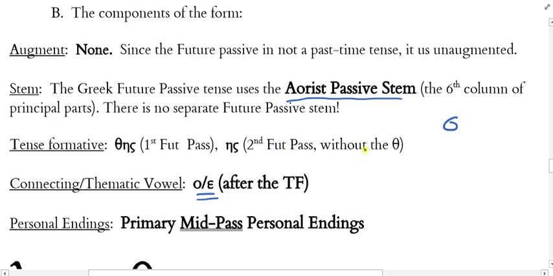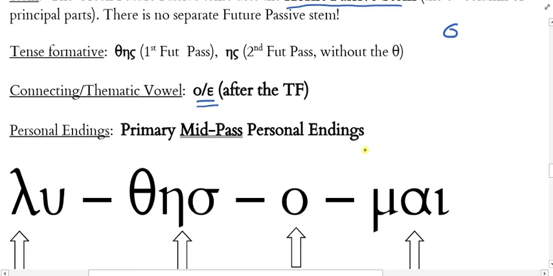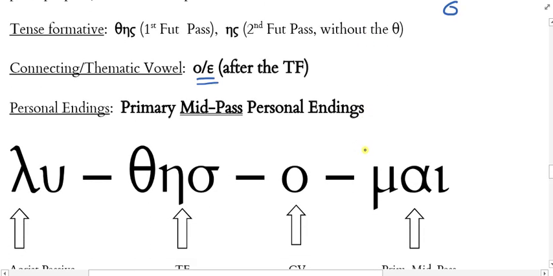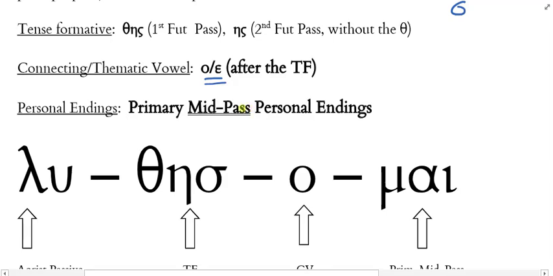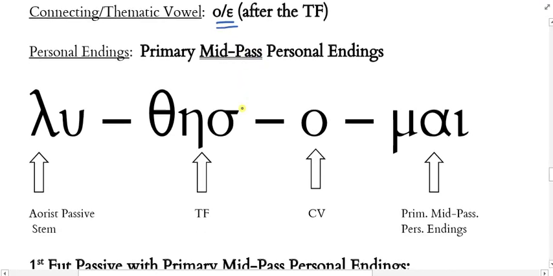And then for the personal endings, since we're outside of the augmented tense forms, outside of the past time, we are going to use the primary endings. But looky here, we are using the middle passive personal endings in the future passive. That's different from the aorist passive, which uses the secondary active endings. In other words, the future passive does what we expect passive tenses to do, which is to use the middle passive endings. So it is the aorist passive that is the only one that's naughty in this regard. It's the only passive tense that uses active endings.